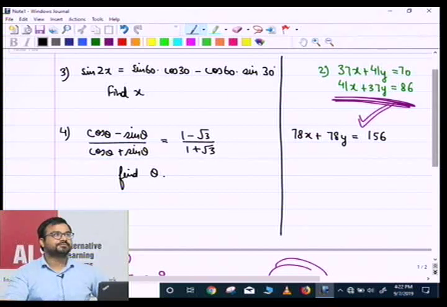So you can see this is 78 and 78, so it will become 156. So you can divide the complete equation by 78. So you will get x plus y is equal to 2, a simplified form of the equation.